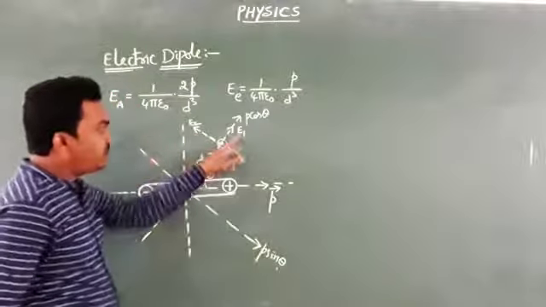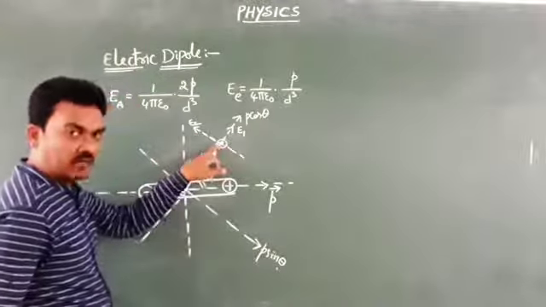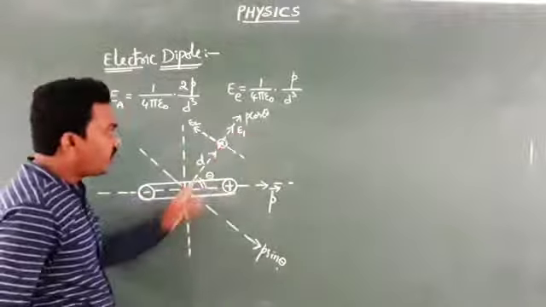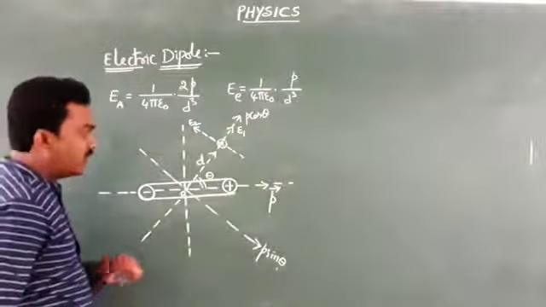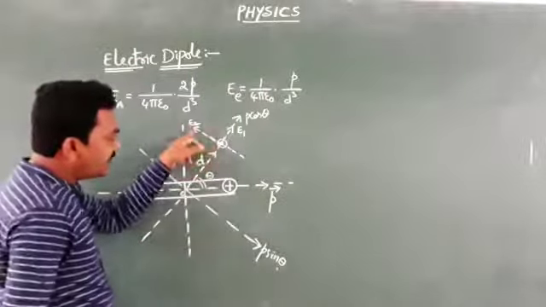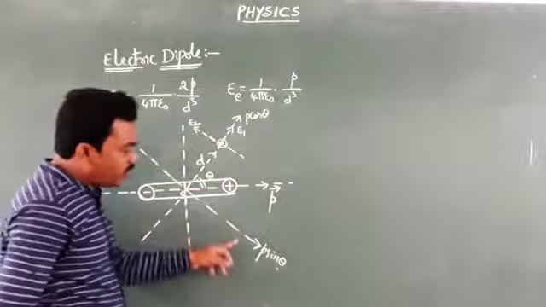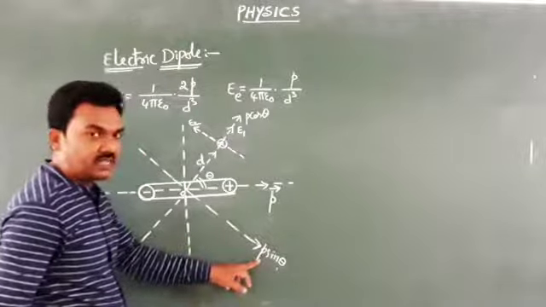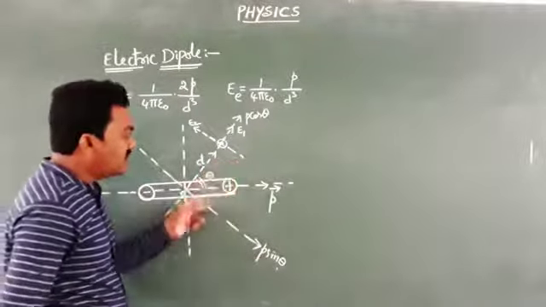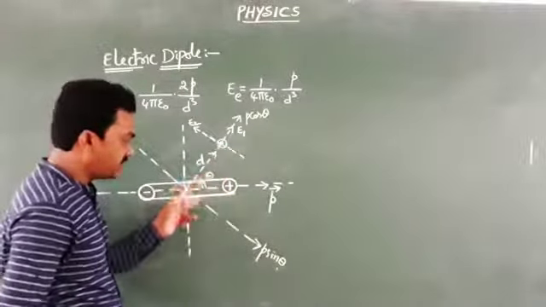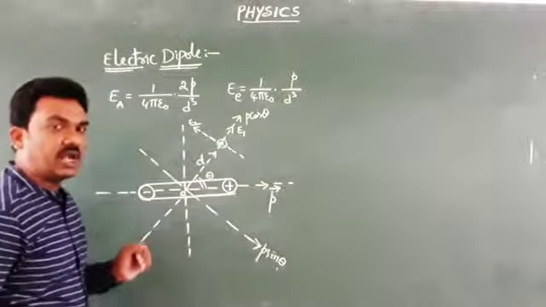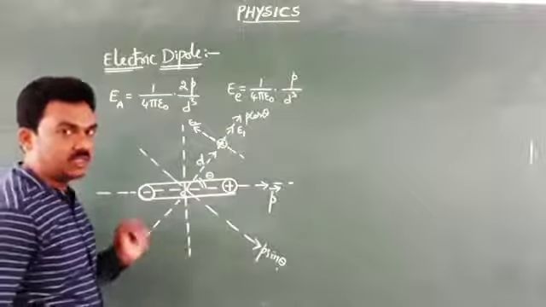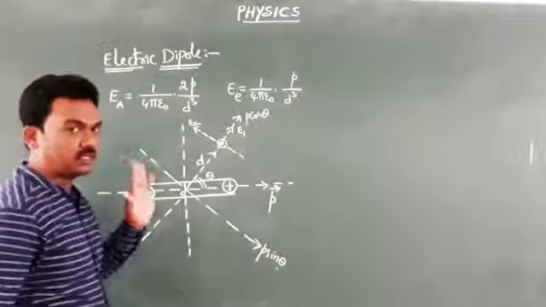So E1 is the field intensity at this particular point due to the dipole of moment p cos theta, which falls on the axis. E2 is the field intensity due to the dipole of moment p sin theta, whose direction is anti-parallel to the dipole moment. Because on the equatorial line, the field intensity direction will be anti-parallel to the dipole moment. You know that. And parallel to the axis.